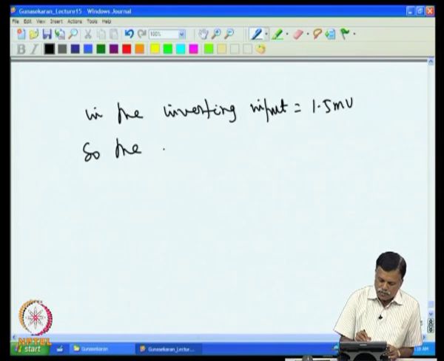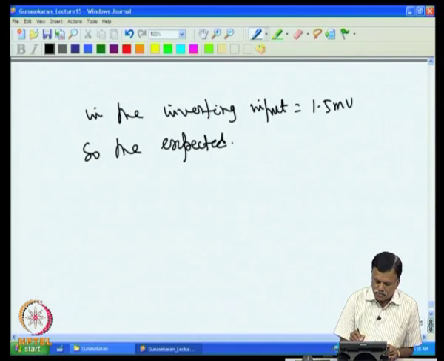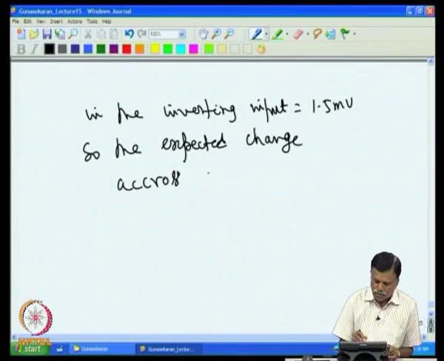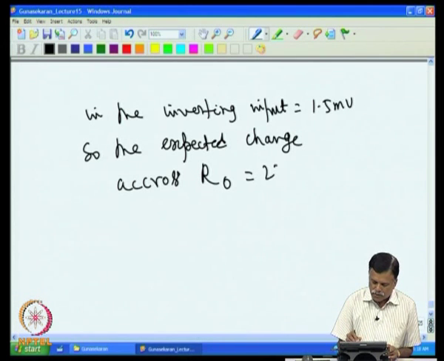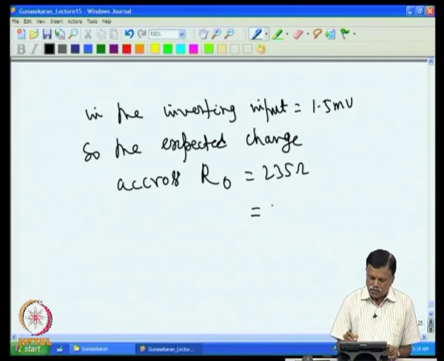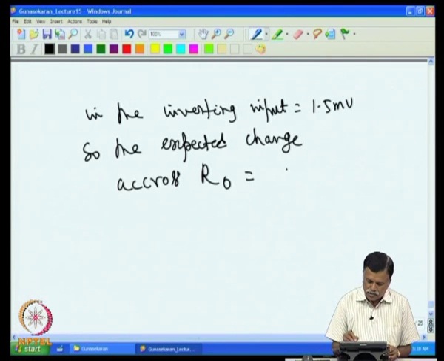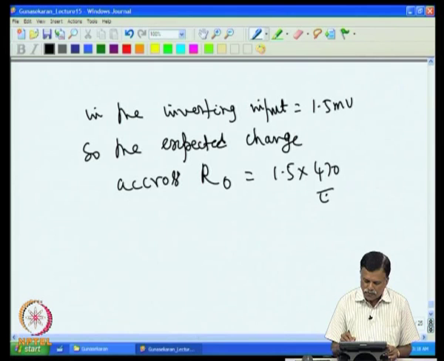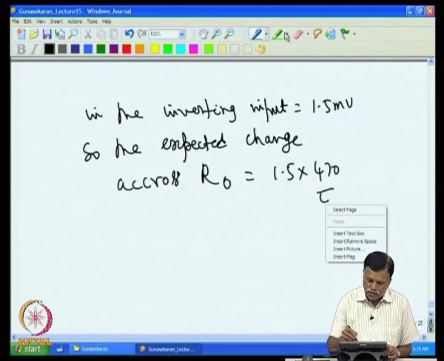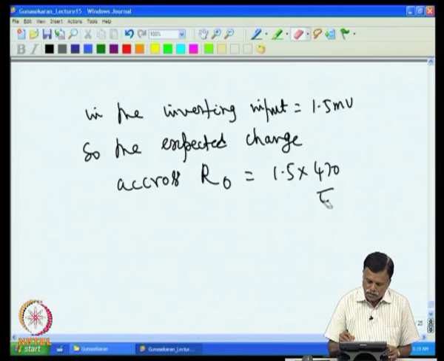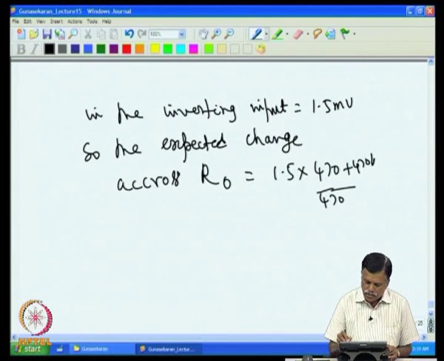So, the expected change across R0, that is equal to 235 ohms, sorry, that is equal to 1.5 into 470 k divided by 470 plus 470 k, that is equal to 3 millivolt.